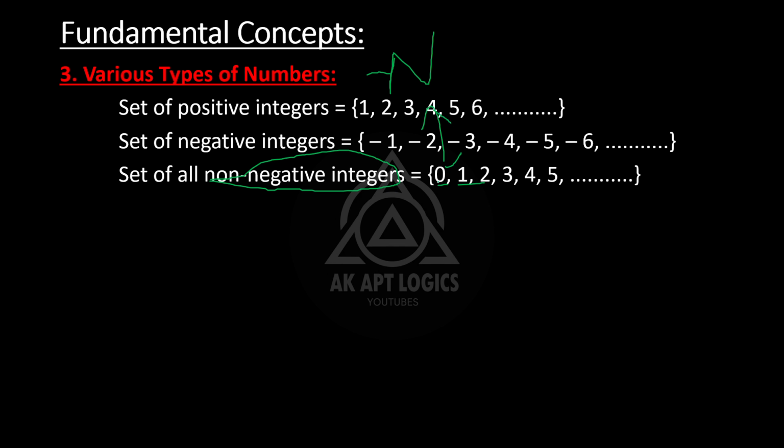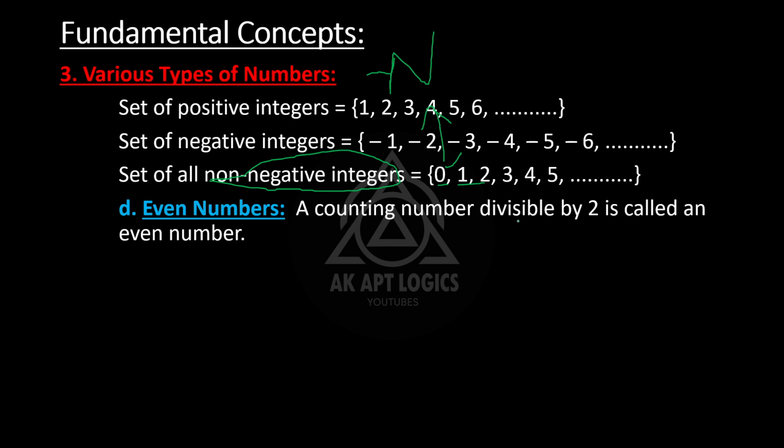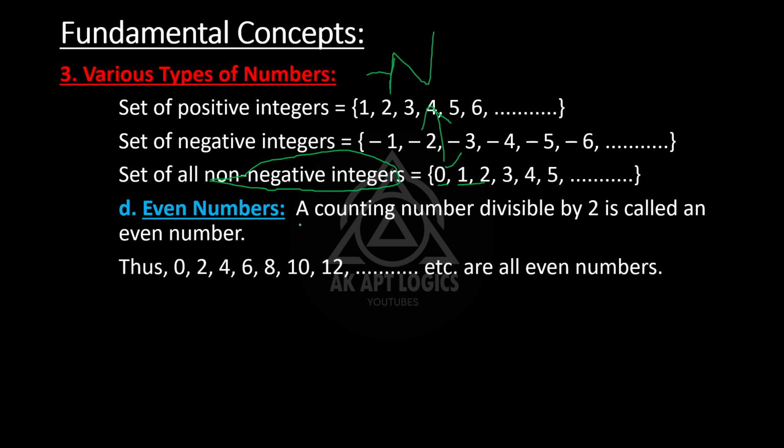Next, even numbers. A counting number which is divisible by 2 is called an even number. Any number which is divisible by 2 is called an even number. Those are 0, 2, 4, 6, 8, 10, 12, etc. You may get a doubt about how 0 divided by 2 is possible. See, if you look at 2 divided by 0, 2 zero times will be 0, right?